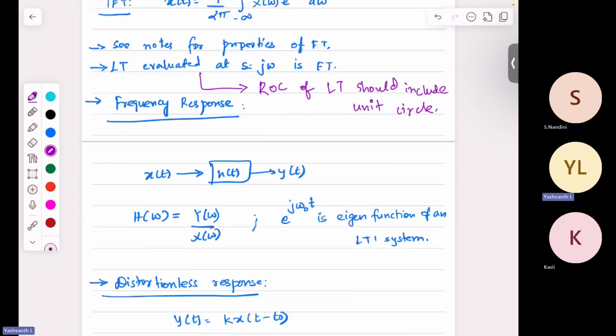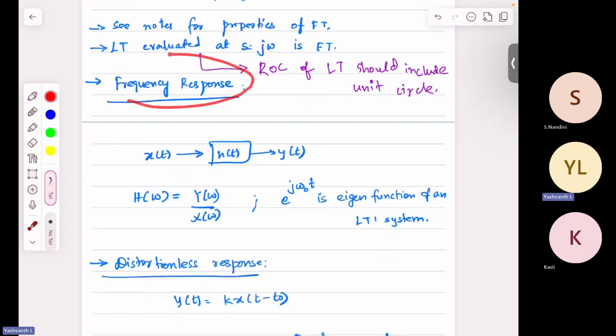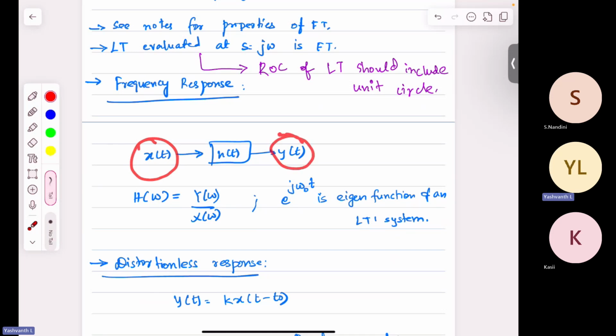We also saw what is the frequency response of a system. Essentially, you take x of t as the input and you get y of t as the output. Let's say h of t is the impulse response of the given LTI system. Then the frequency response of this continuous time LTI system is nothing but the ratio of the Fourier transform of the output to the Fourier transform of the input.